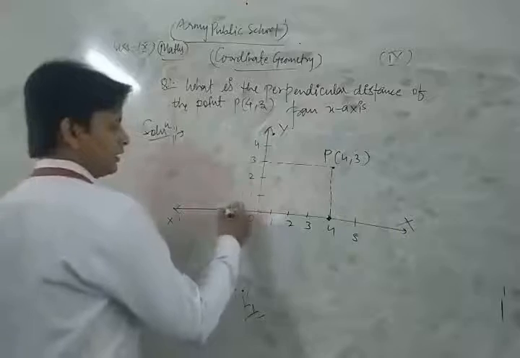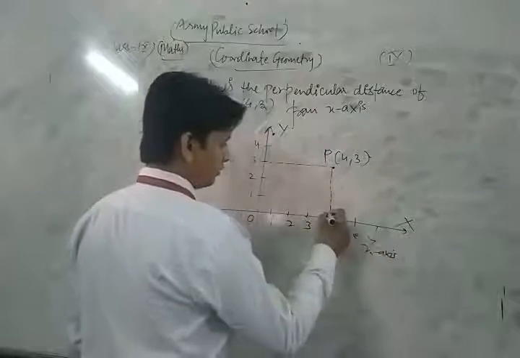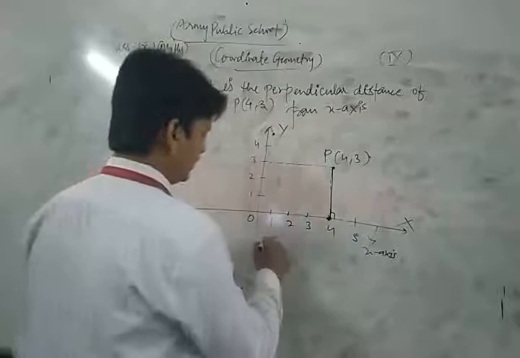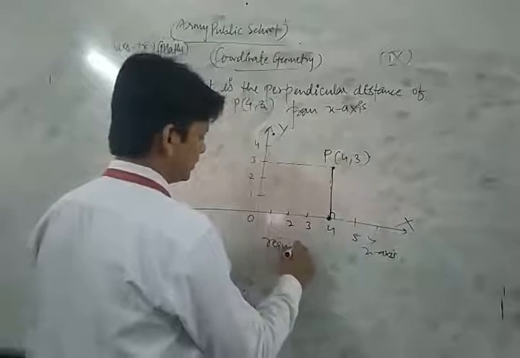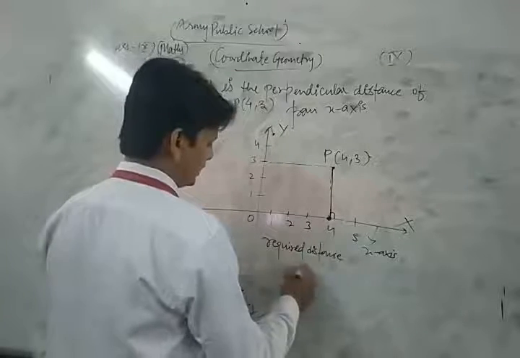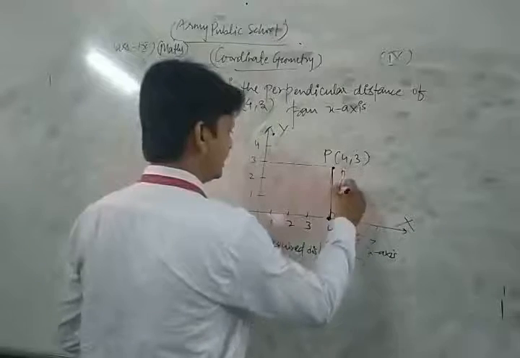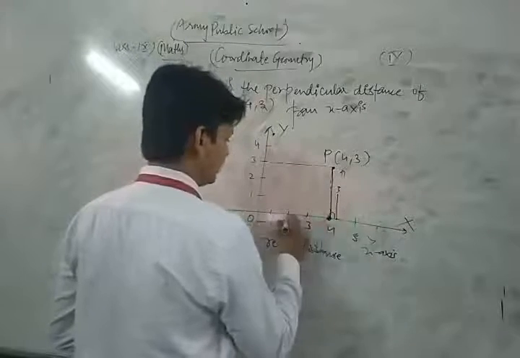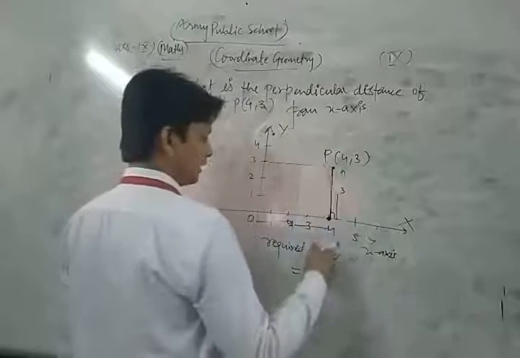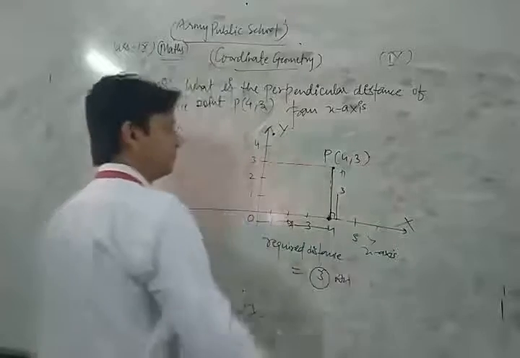This is your x-axis. So this is your perpendicular distance from this point. So the required distance is what? This is 4, this is 3. This is 3, dear student, and this is 4. So the perpendicular distance of that point from the x-axis is 3. This is your required solution.